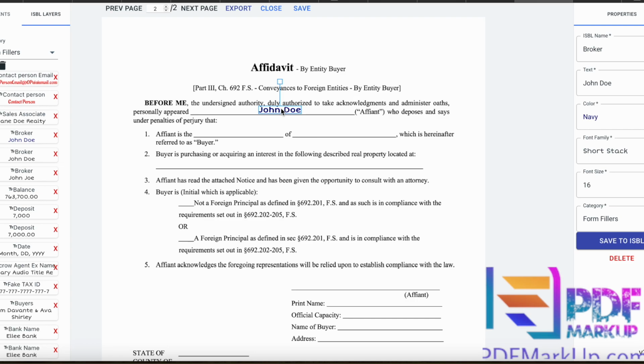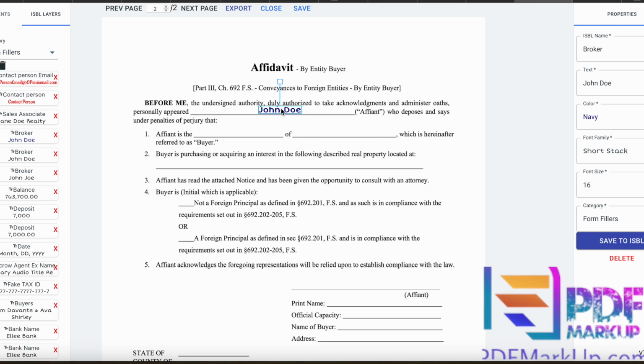Now, the next part, which is section 1, says, affiant is the blank of blank, which is hereinafter referred to as buyer. So who is being referred to as a buyer in this case? The entity. So if it's an entity, what is the entity name? So say the entity name is ABC LLC. Affiant is the ABC LLC of blank, which is hereinafter referred to as buyer. That doesn't sound right, right?